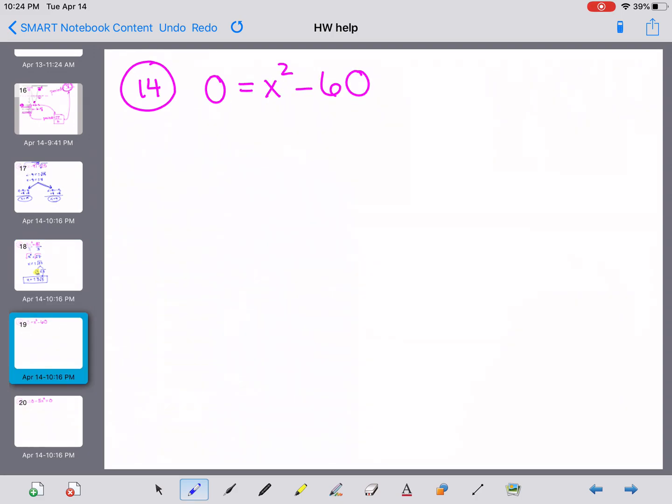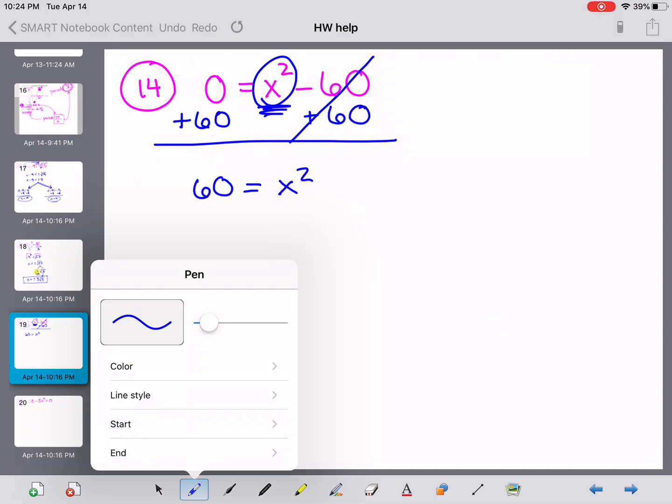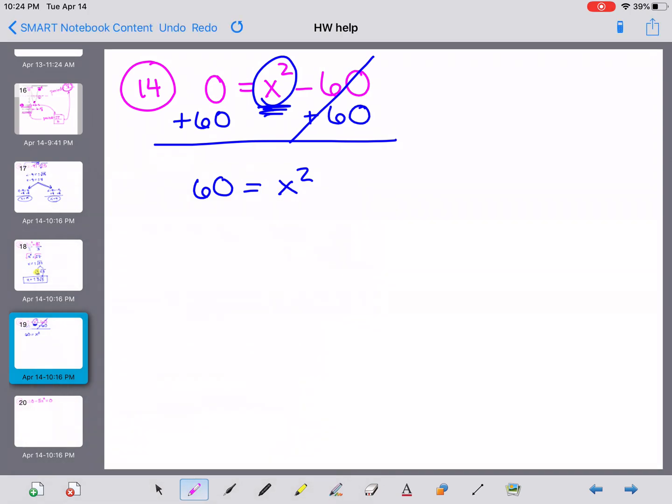Number 14. Again, we only have an x squared in the problem, so I can do the square root method. I want to get this guy alone. So to get rid of the negative 60, I'm going to add 60 to both sides. So 60 equals x squared. Now that I've gotten that x squared alone, I'm going to take the square root of both sides.